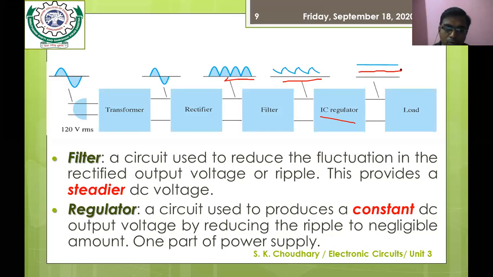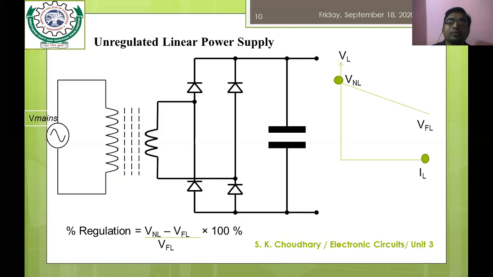So I hope it is very simple and you have understood what the block diagram of the regulated power supply is, or you can say the fixed voltage power supply. Now we have to see the types of linear power supply.